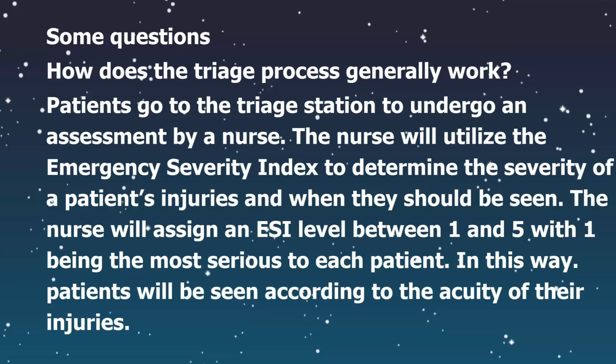Some questions. How does the triage process generally work? Patients go to the triage station to undergo an assessment by a nurse. The nurse will utilize the Emergency Severity Index to determine the severity of a patient's injuries and when they should be seen. The nurse will assign an ESI level between 1 and 5, with 1 being the most serious, to each patient. In this way, patients will be seen according to the acuity of their injuries.